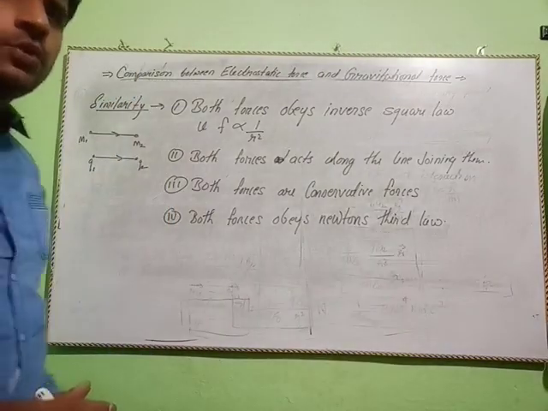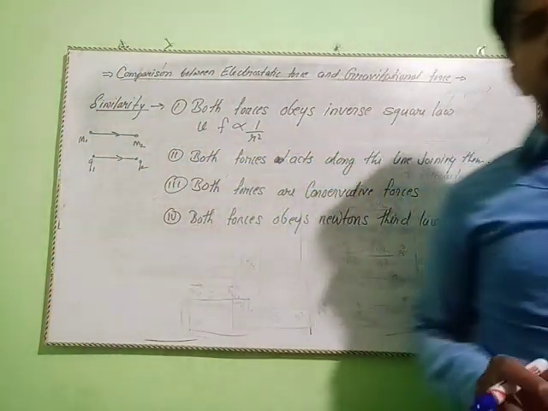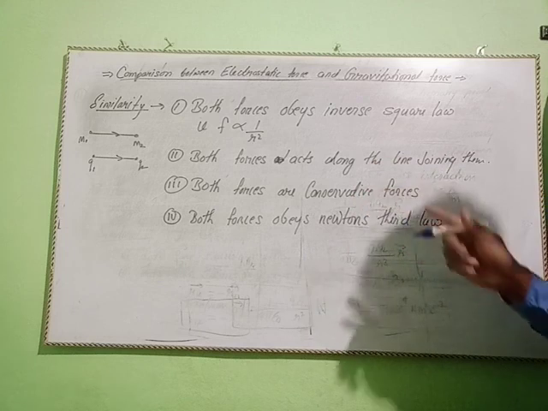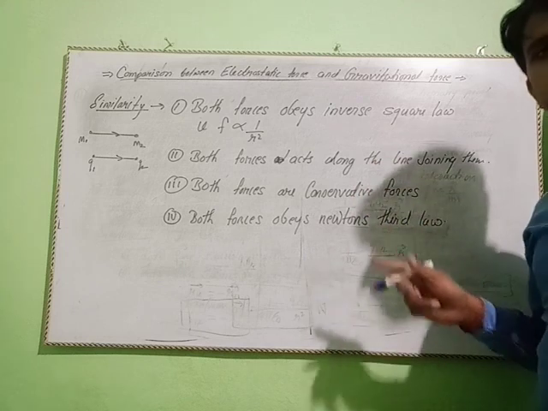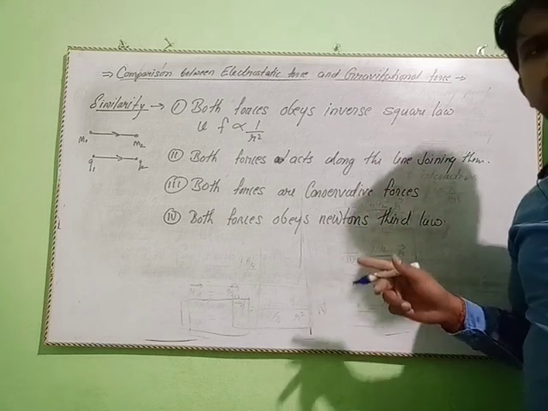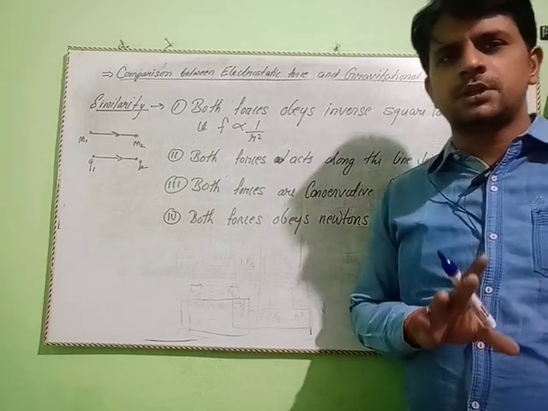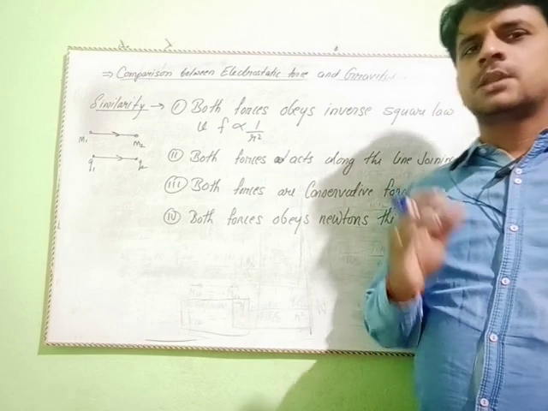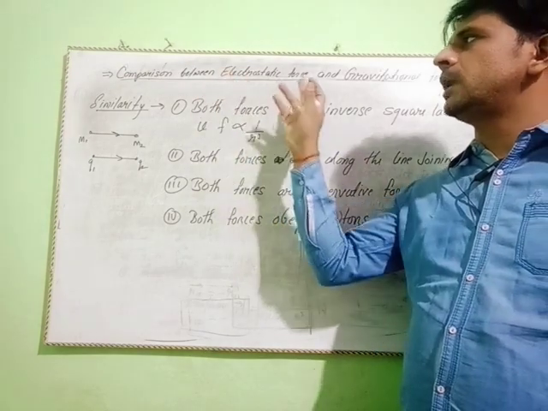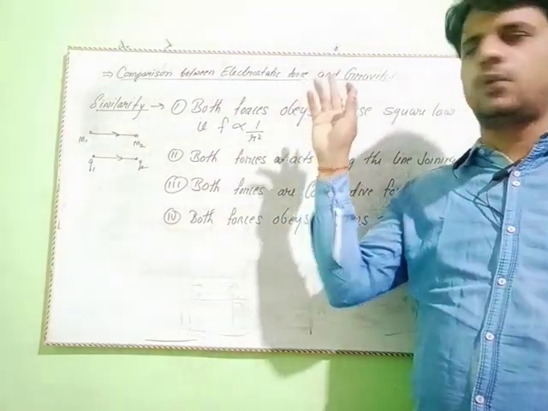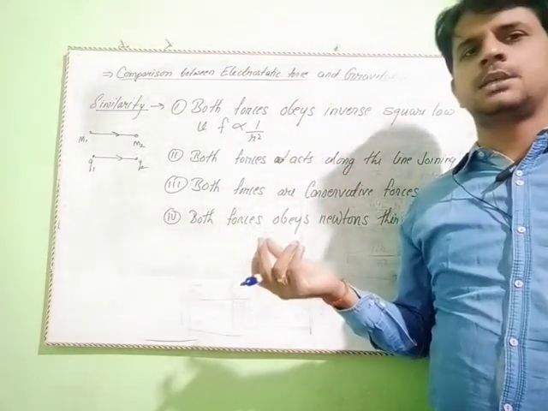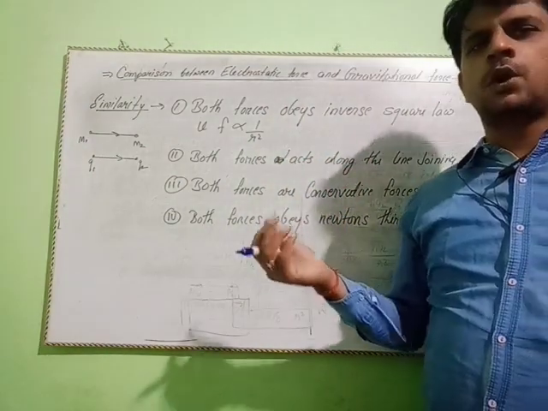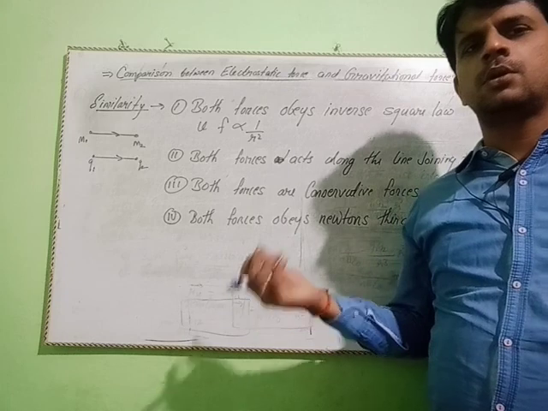Now what you have to do is pause the video and make a note of similarity, dissimilarity, and Coulomb's law in vector form. So the first point in the notes will be Coulomb's law of electrostatics. The second point will be Coulomb's law in vector form. The third point will be the comparison between electrostatic force and gravitational force, similarity and dissimilarity between both the forces. So all these notes you have to make in your copy.